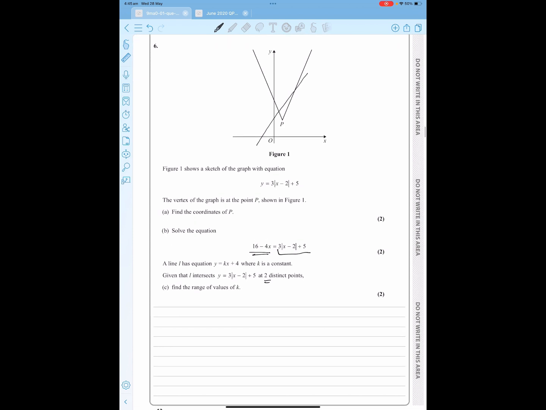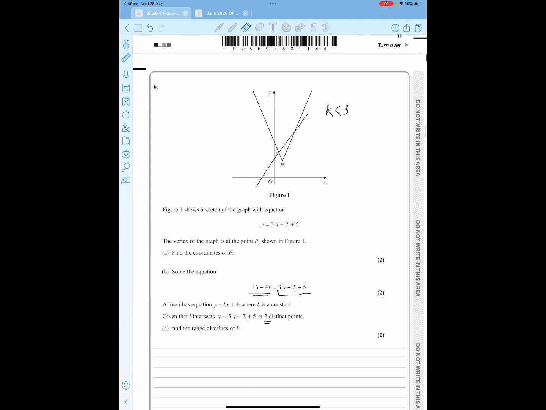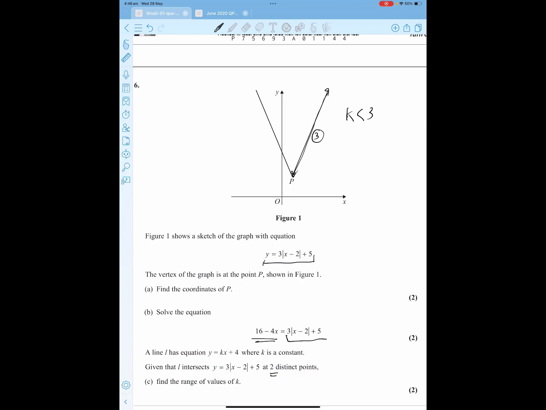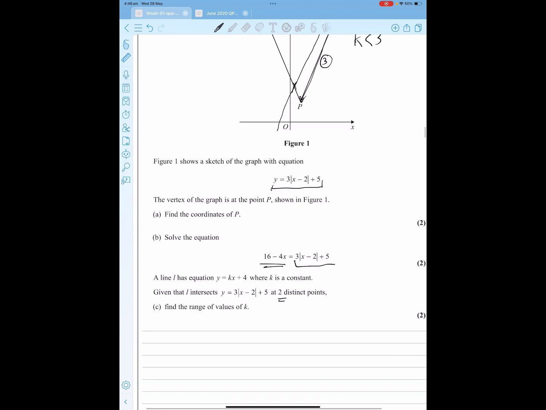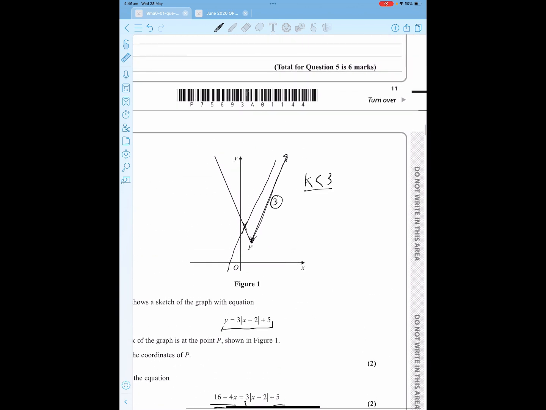We can say that k would have to be less than 3. But why? We know the gradient of this line we calculated from this modulus graph would be 3. So if the gradient, or if k was 3, that would mean that this would just be parallel, meaning there's only one point of intersection, and it specifies that we need 2. So we can say that k is less than 3.